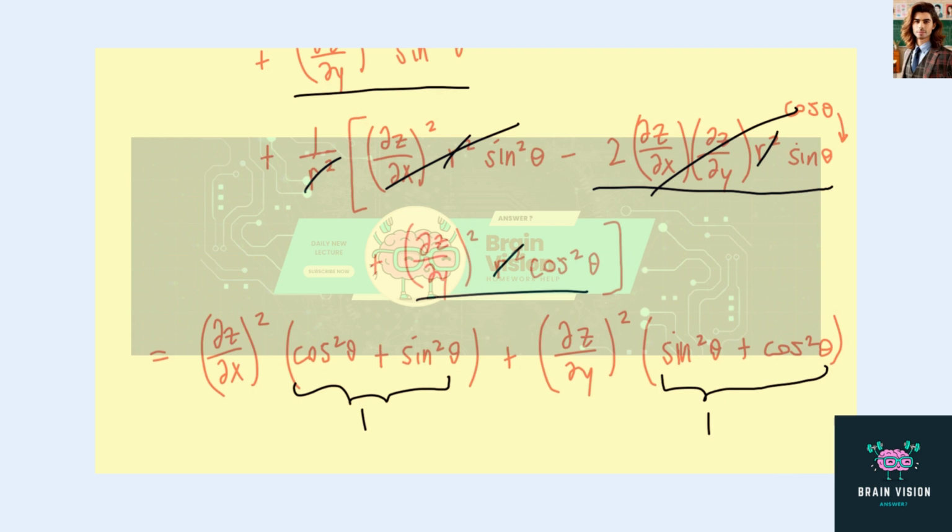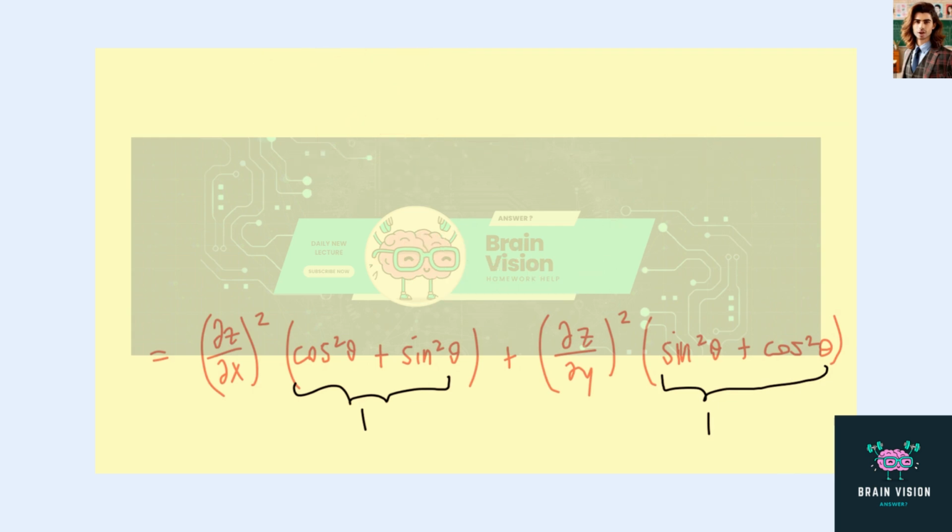And let me make some space up here. We are left with partial z partial x squared plus partial z partial y squared. And this is the left-hand side of the equation in part B. So we have shown that the left-hand side and the right-hand side of the equation in part B are equal.